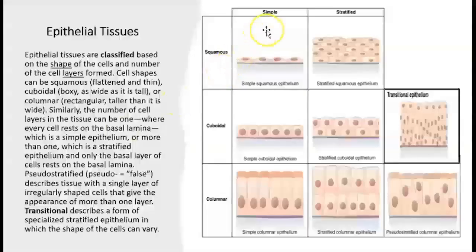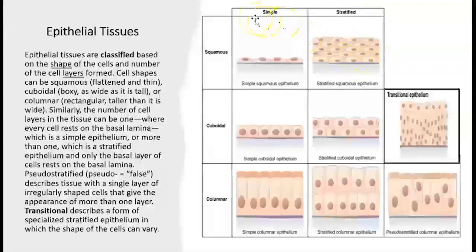What type of cells can we have? We can have flat cells. The flat cells like this, they are called squamous. We can have cells that look like cubes. And there are cells that are going to look like columns. You have one layer of cells, it's called simple. You have multiple layers of cells, stratified. You combine the number of layers as well as the cell shape in order to identify the type of tissue.